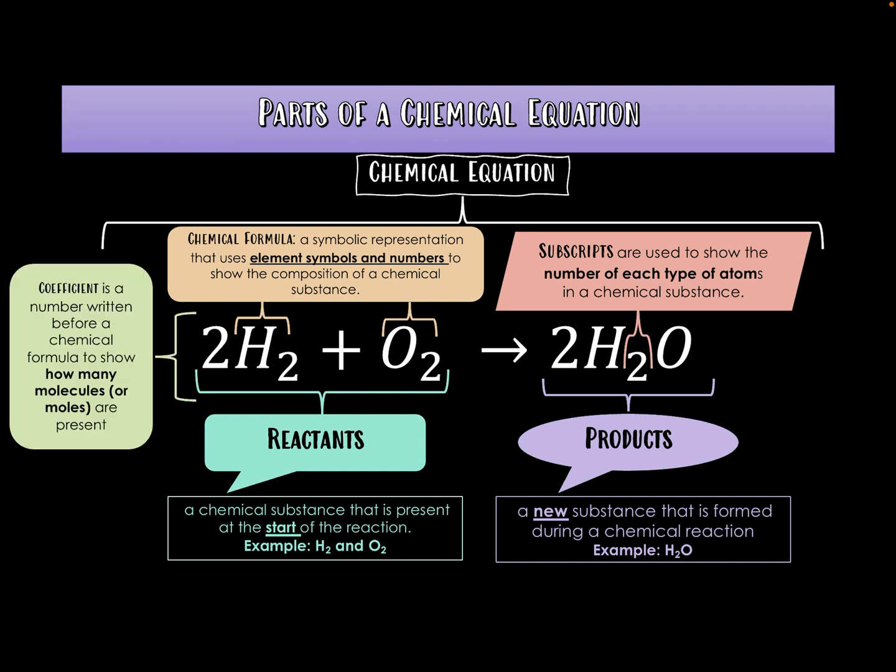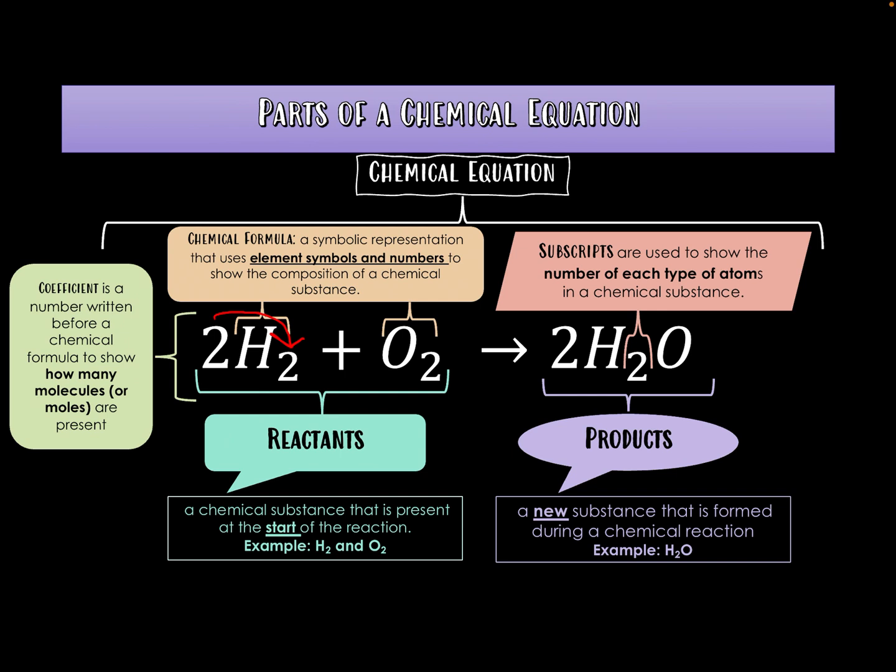Now, a coefficient is a number written before a chemical formula to show how many molecules or moles are present. Don't worry about moles right now, but what a coefficient does is it helps us to follow the law of conservation of mass. It helps us to equal out the numbers of hydrogens and the numbers of oxygens in a chemical reaction. So notice here that we have 2H2. Now these coefficients are going to multiply. So 2 times 2 hydrogens gives us 4 hydrogens.